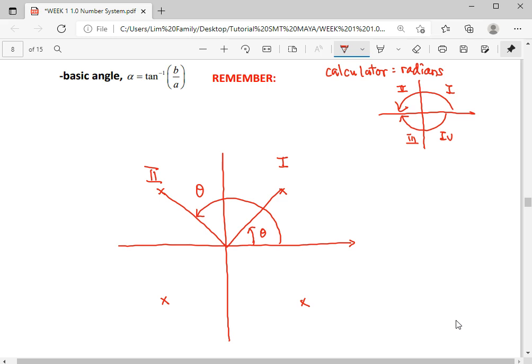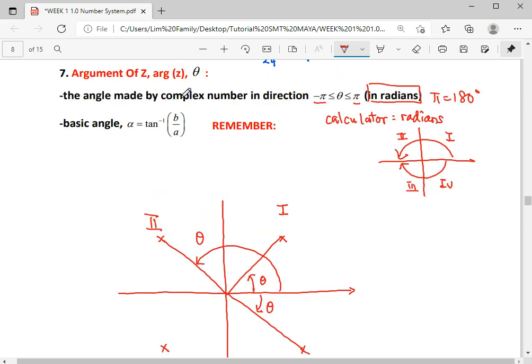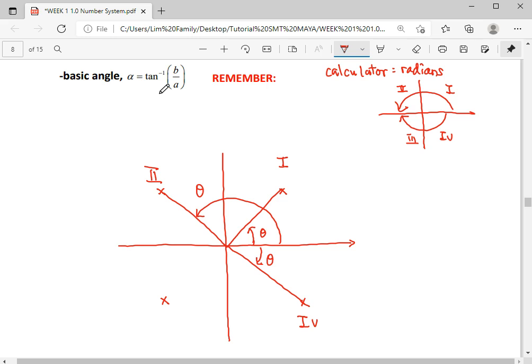Okay. So meanwhile, for quadrant 4, it will be some complex number in quadrant 4. The argument for the complex number in quadrant 4 will be open in this direction. So this is our argument. This is our angle. Argument means angle, the angle generated by our complex number.